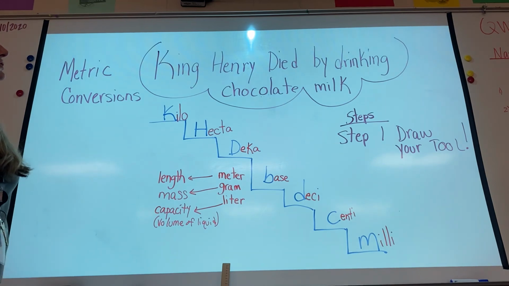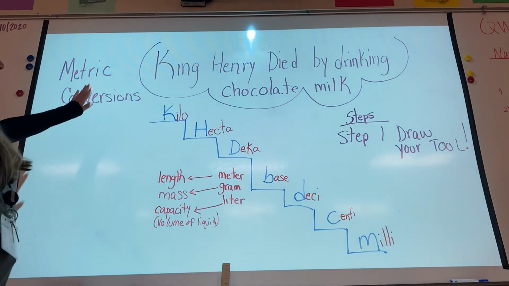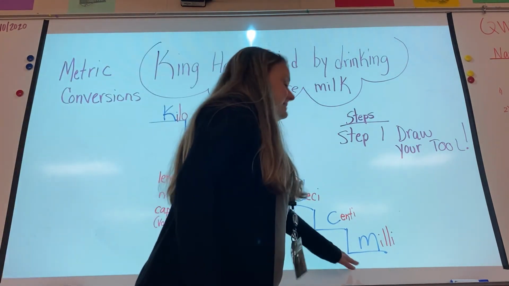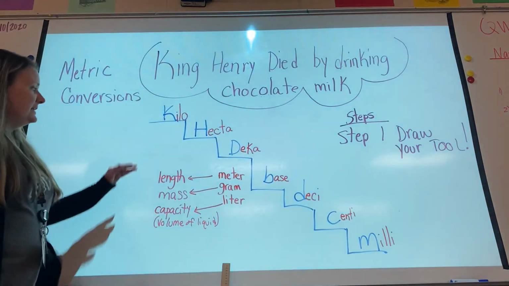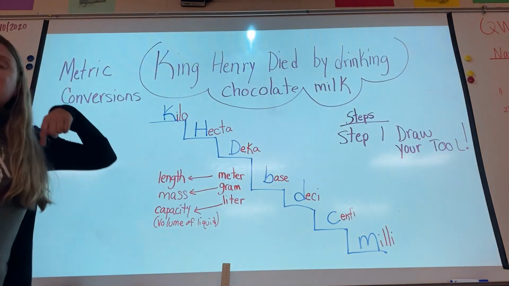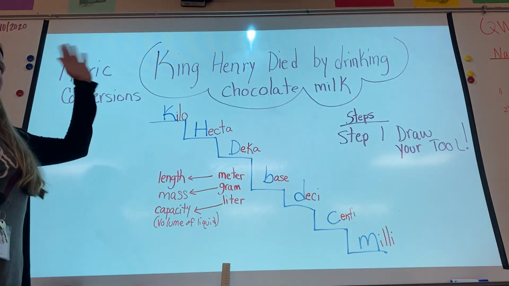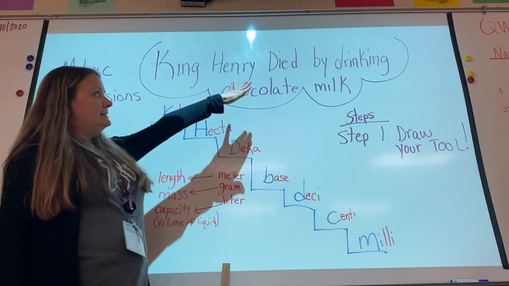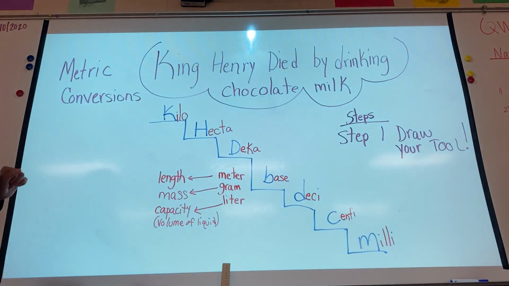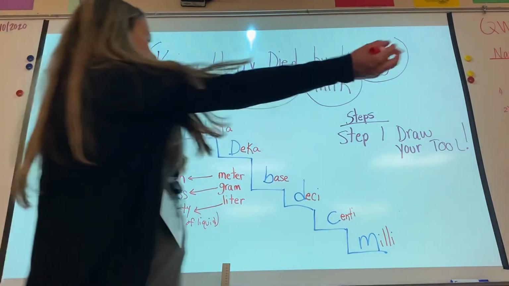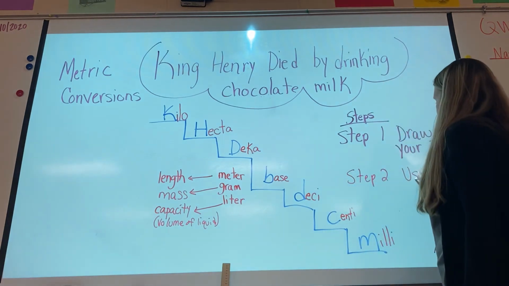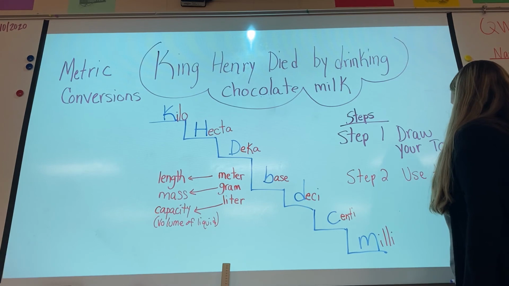All right. So far we have learned that this is the metric system. Kilo, hecta, deca, base, deci, centi, milli. We've learned that our base could be meter, gram, or liter. We've learned our mnemonic device to help us draw our tool. King Henry died by drinking chocolate milk. And so now, step 2, we need to use the tool.